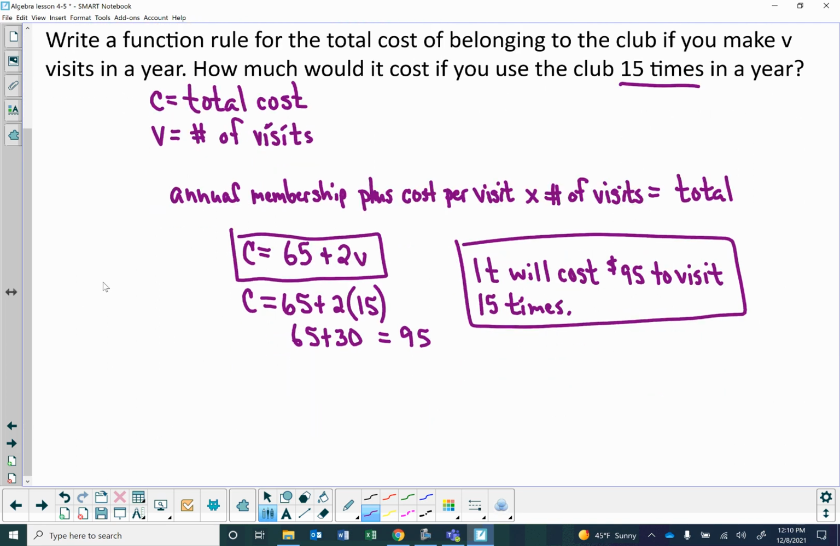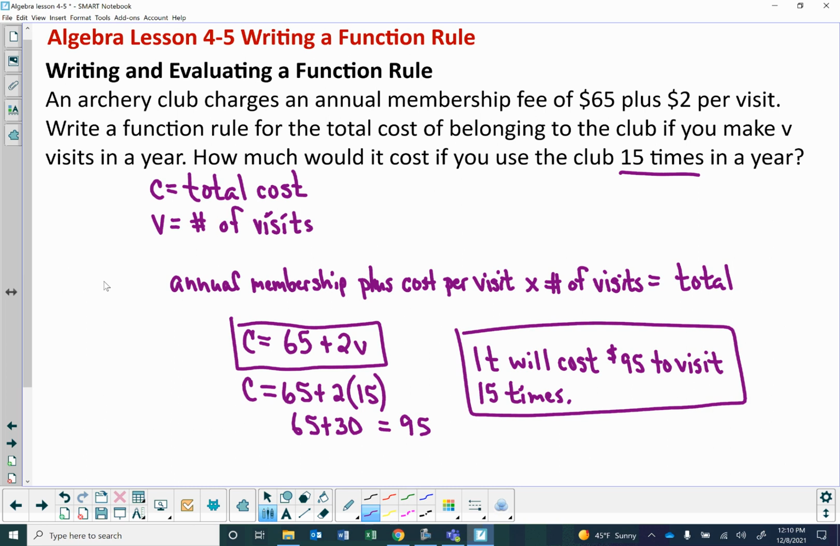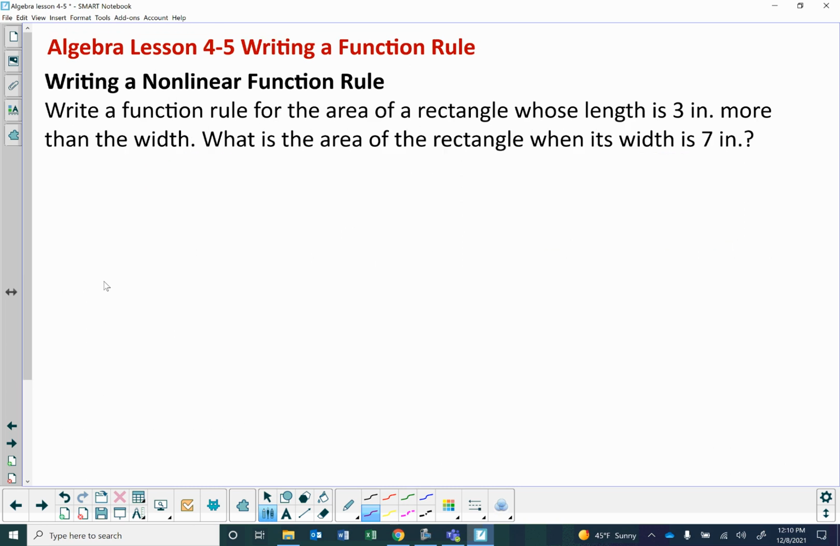Both of these rules that we just made were linear rules. They were a linear function. It would be a straight line function on a graph. Now we're going to talk about what happens if we have a non-linear function rule. It says write a function rule for the area of a rectangle whose length is 3 more than the width. What is the area of the rectangle when the width is 7 inches?